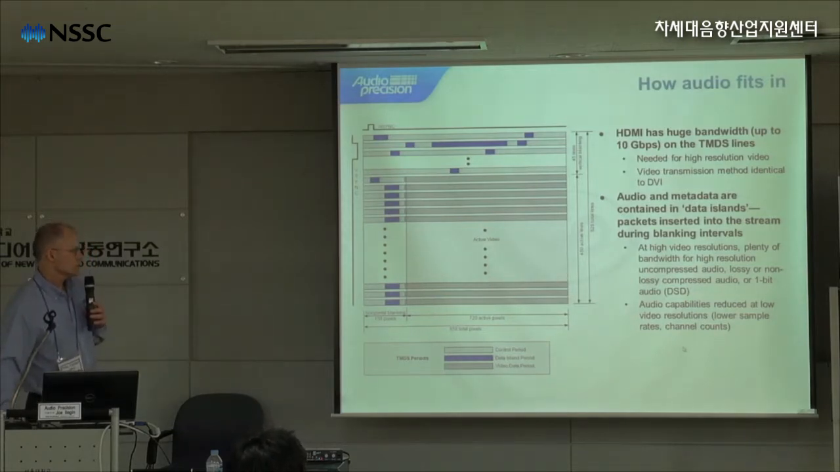At high video resolutions, there's plenty of bandwidth for high-resolution, uncompressed audio, lossy or non-lossy compressed audio, or 1-bit audio, DSD, or direct stream digital. Audio capabilities are reduced at low video resolutions, with lower sample rates and channel counts.